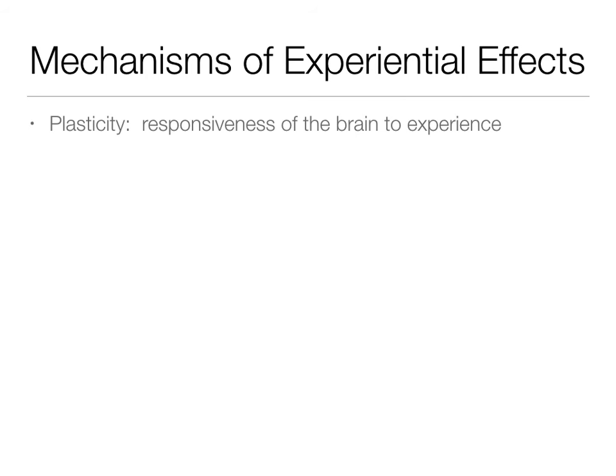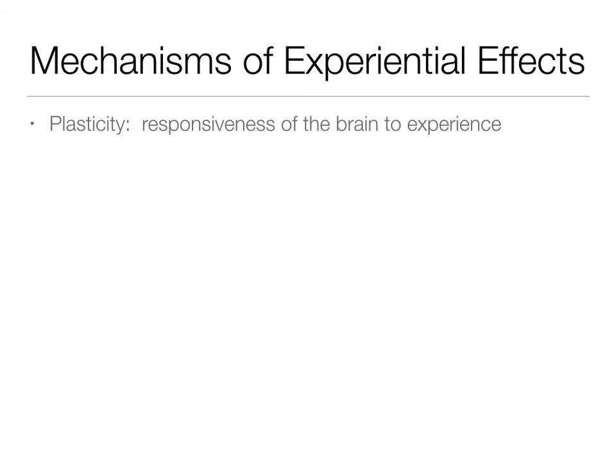We can also see that experience plays a big role in brain development as well. So plasticity is the responsiveness of the brain to experience. Again, we've talked about plasticity before, how plastic something is, how malleable it is, how able it is to change. And again, your brain is set up to kind of be ready for whatever environment it's going to be in. So it has a lot of plasticity.